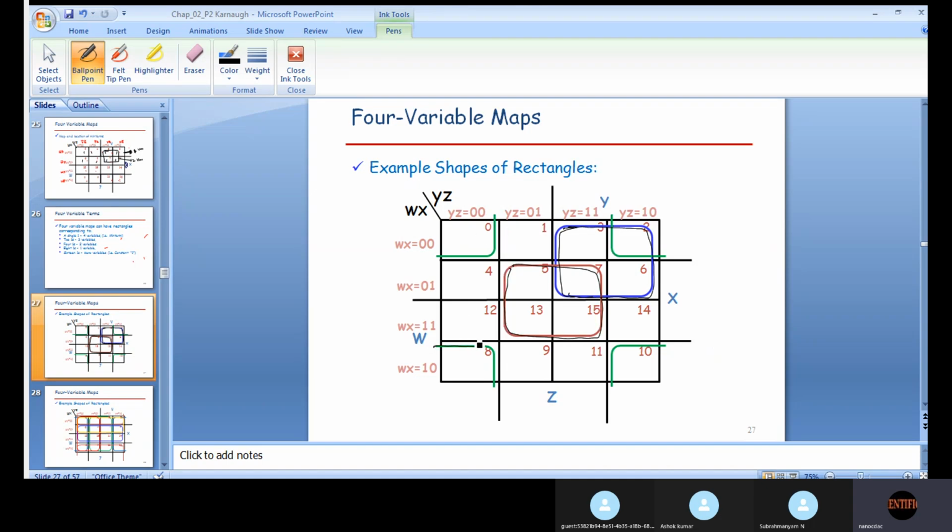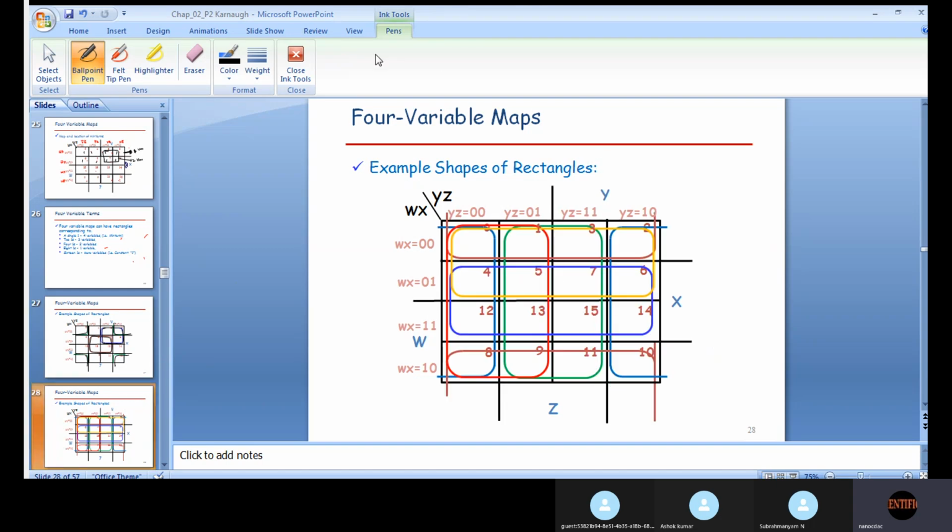You can also group the mean terms if the adjacent cells are filled with ones. You can also group them like this. This is the third way. And that's it. In these ways you can group your mean terms. Okay, so this is one example. This is also an example, and you can even group like this also. Okay, so you can group the mean terms like this.